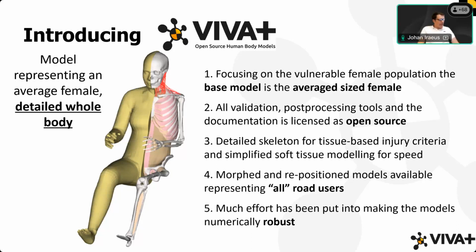And as Jobin also mentioned, much effort has been put into making the models numerically robust. In addition to the high quality mesh, that also is reflected in material models, where we have tested material models, we have pushed them further than you normally do if you evaluate the injury levels, but all in order to make the model numerically robust.